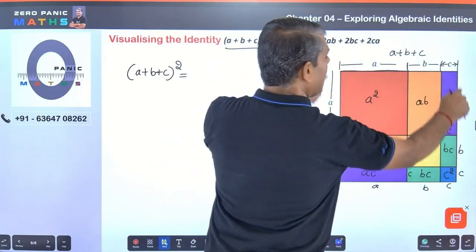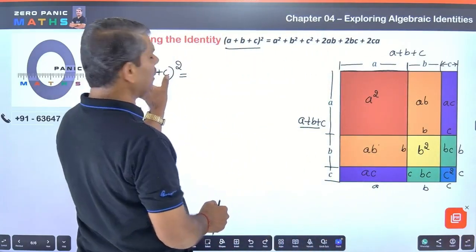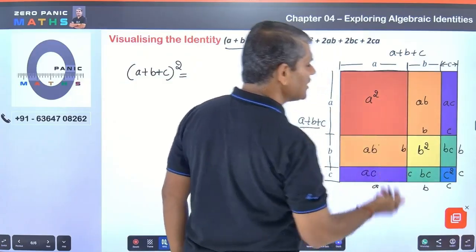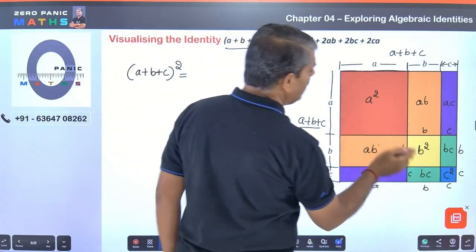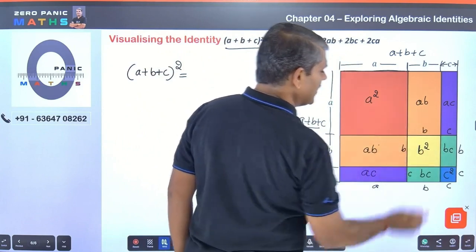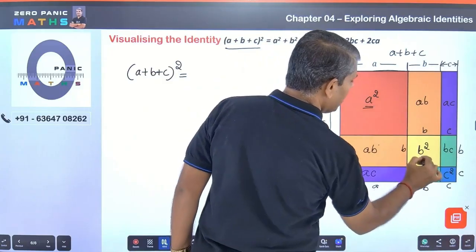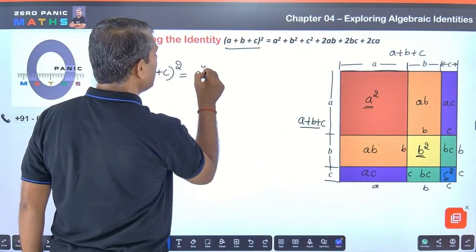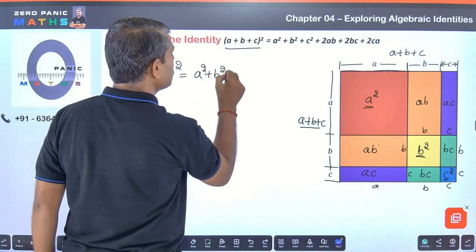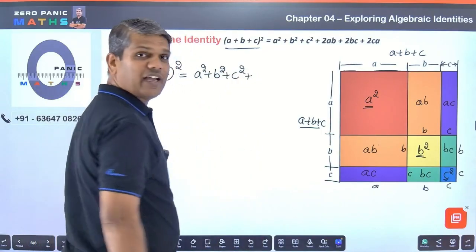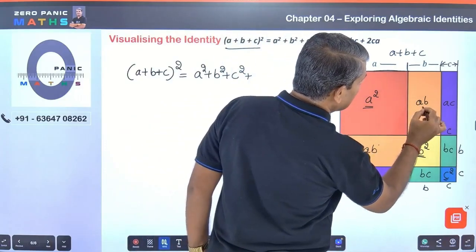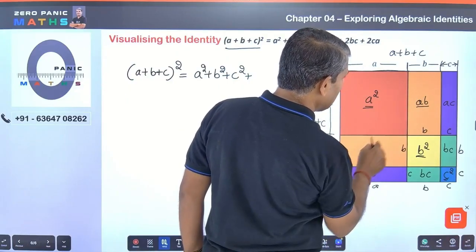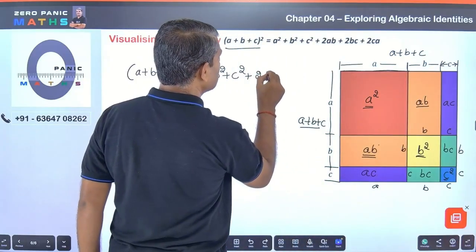Now the outermost square's area, which is equal to (a plus b plus c) whole square, is equal to the areas of all these rectangles and squares. Let us write them in order, the squares first and then the rectangles. The areas of the squares are a square plus b square plus c square. Now we have a rectangle with area ab and another rectangle with the same area, ab and ab, that is 2 times ab.